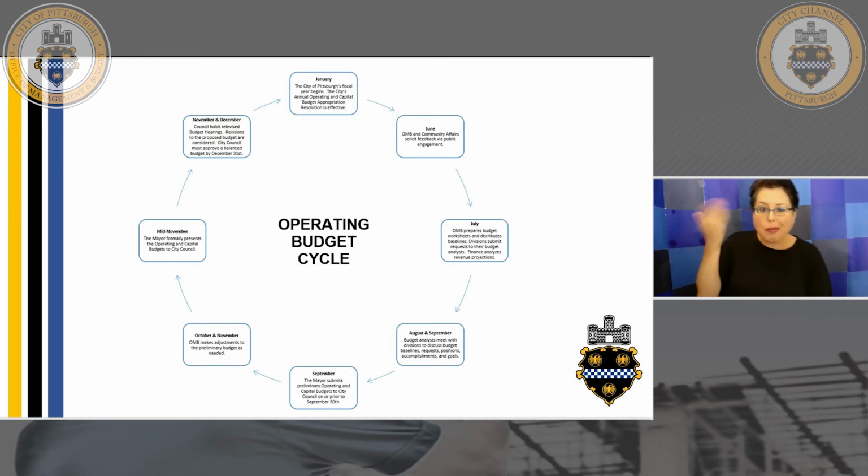In June, we kick off public engagement. That's where we are now. We work very closely with community affairs to get your feedback and figure out what priorities should be emphasized, re-emphasized, shifted, et cetera. In July, OMB and my team will prepare budget worksheets and distribute baselines to all departments, offices, and bureaus. These divisions will submit their budget requests to OMB.